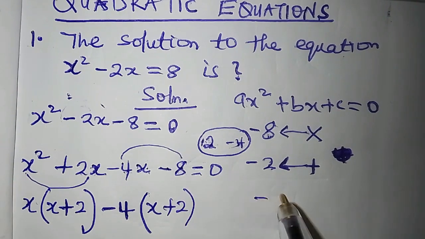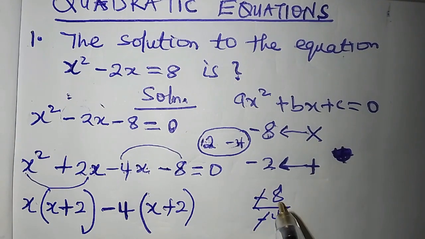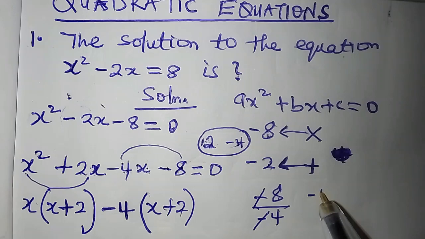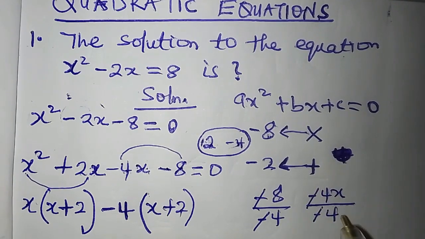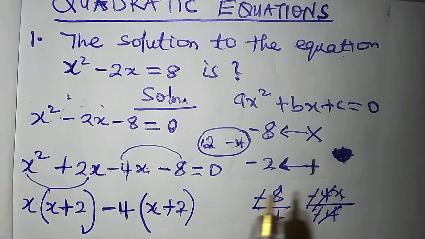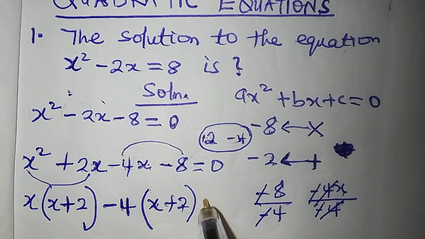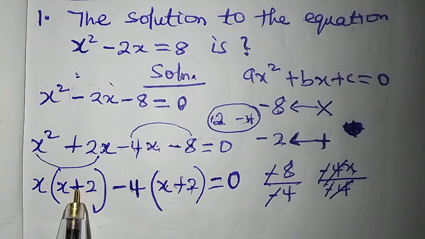This is it. Minus 8 over minus 4: minus cancels minus, 8 divided by 4 is 2. Then for this, we have minus 4x over minus 4: minus cancels minus, 4 cancels 4. What is left? x. So minus 4x divided by minus 4 is x. Minus 8 divided by minus 4 is 2. Now, this is equal to what? 0. So what you can see now is that the terms in the bracket, they are the same.